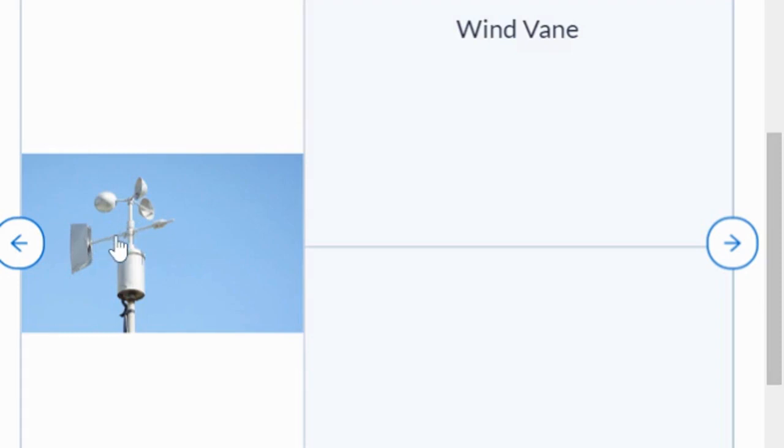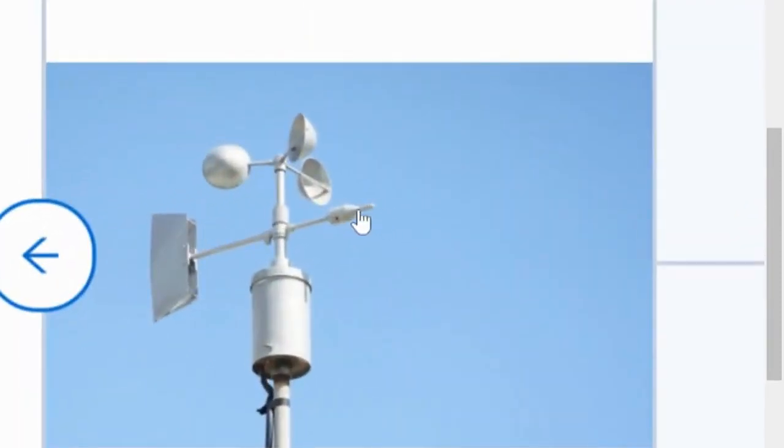You can also see on this wind vane, it has a specific pointer. This will point directionally to show us what direction the wind is blowing in. You can also see with wind socks which way the wind is blowing according to which way the sock is blowing.